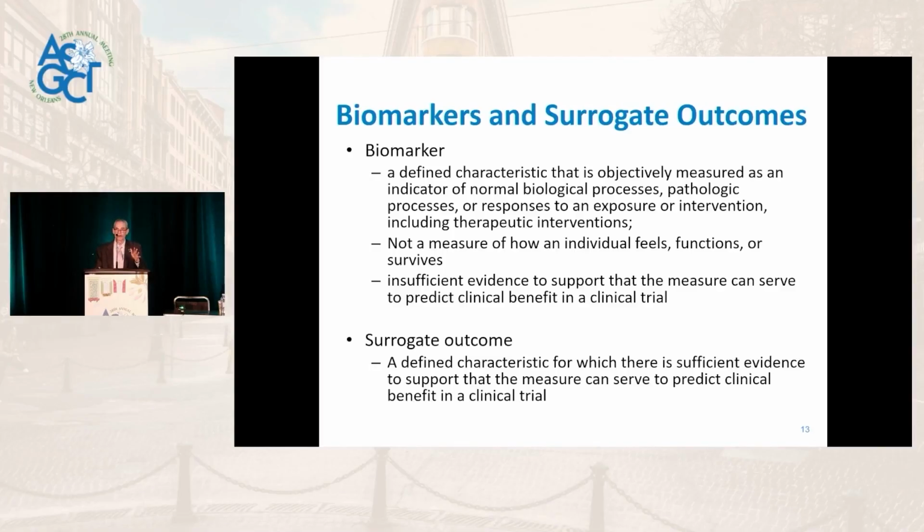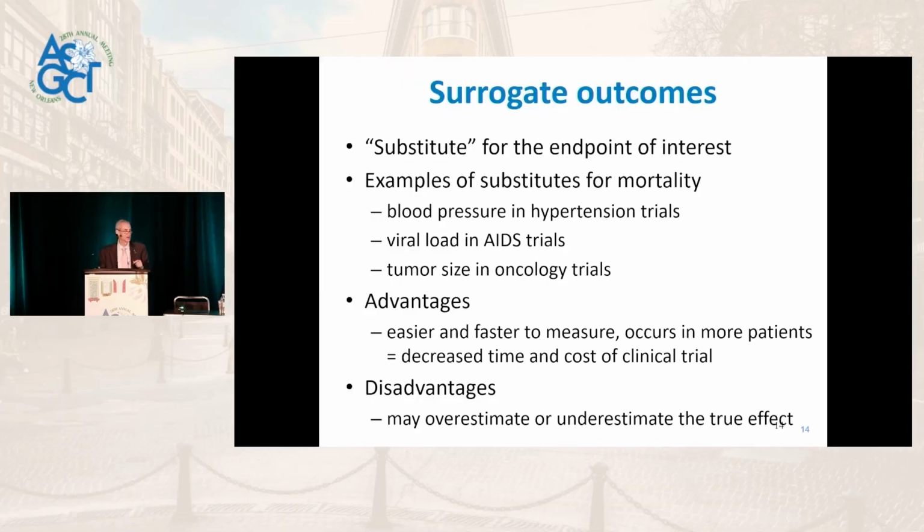A surrogate outcome is a biomarker which also has evidence that it is predictive of a clinical benefit. So in characterizing surrogate outcomes, we're often trying to get data to support that there is a correlation between a biomarker and something that matters to patients. So a biomarker, a surrogate outcome substitutes for the endpoint of interest. These are some well-known examples of surrogate outcomes.